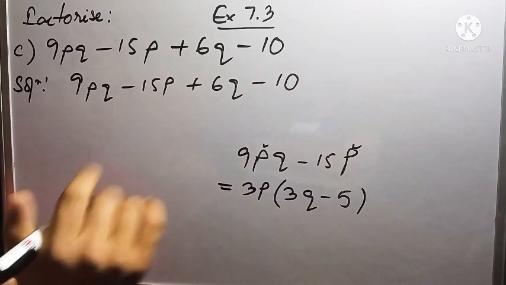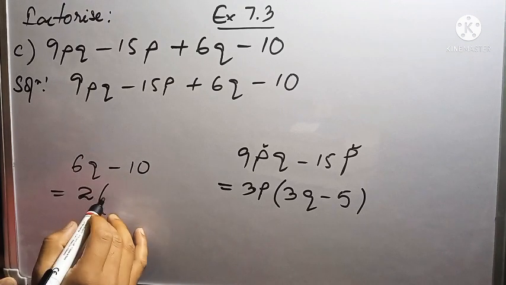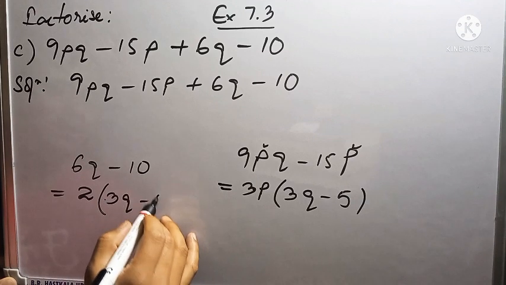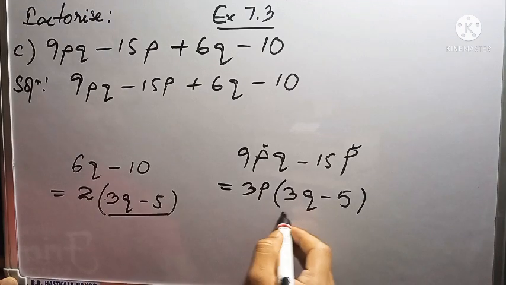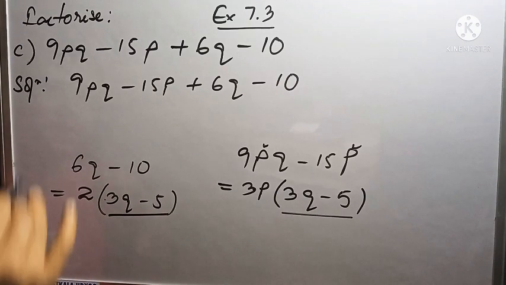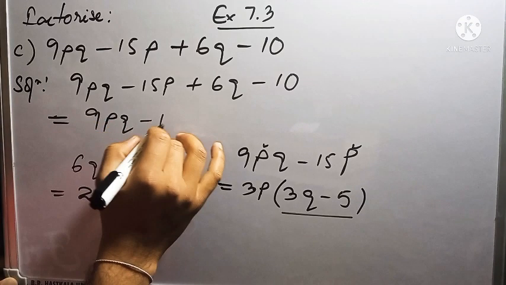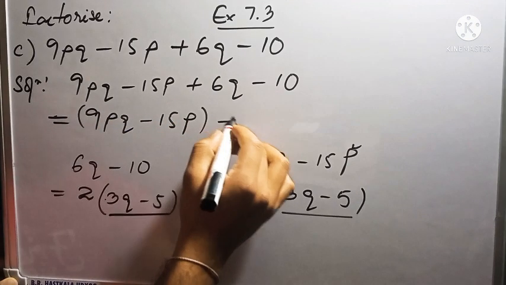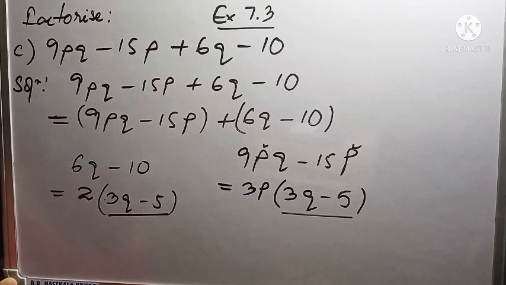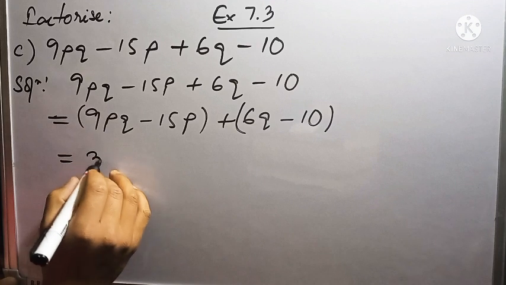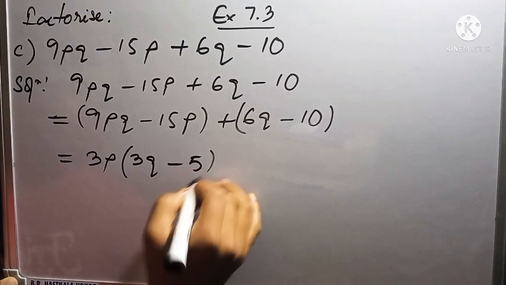From the last two terms, 6Q minus 10, we can take 2 common. So 2 how much? 6, 3. 3Q minus 5. I have seen here 3Q minus 5, then thrice Q minus 5. That means a common factor is coming out. So we'll make it this way: 9PQ minus 15P plus 6Q minus 10 equals, I'll take 3 common, then again P common.